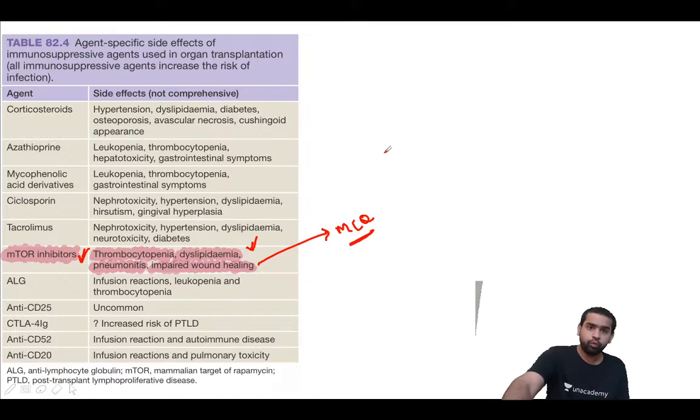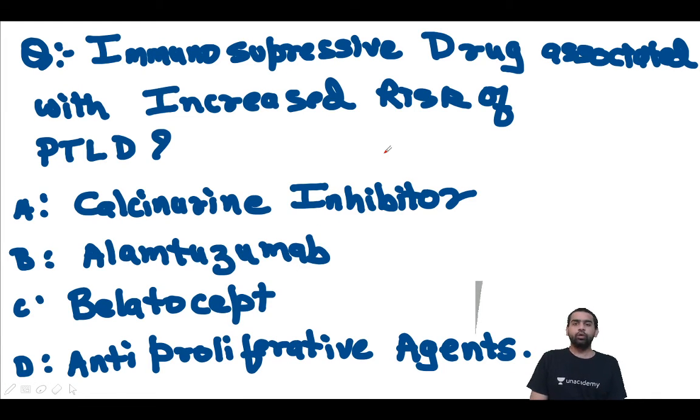Right, let's move on to the next question. Which immunosuppressive drug is associated with an increased risk of PTLD, that is post-transplant lymphoproliferative disorder? Which of these drugs is associated with increased risk of PTLD? What is the answer, guys?